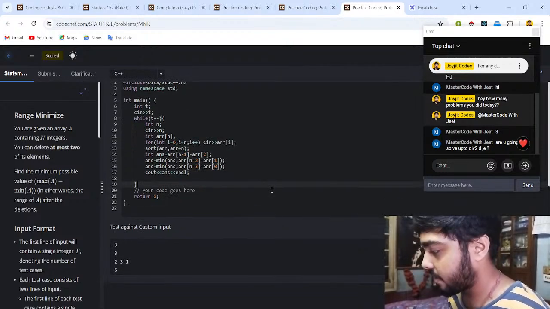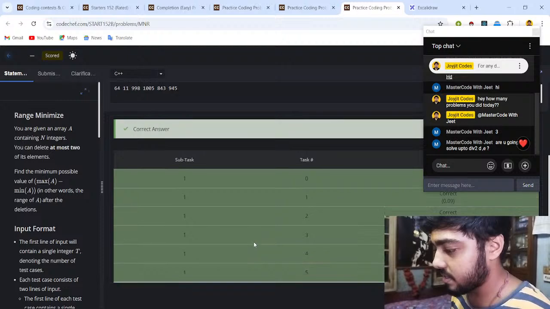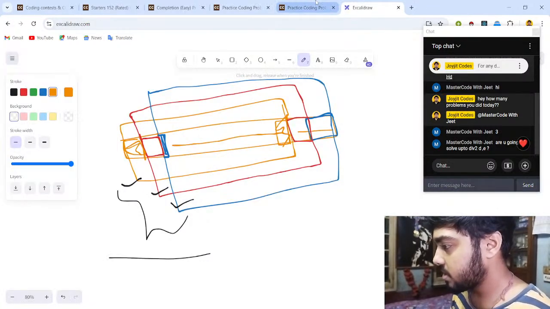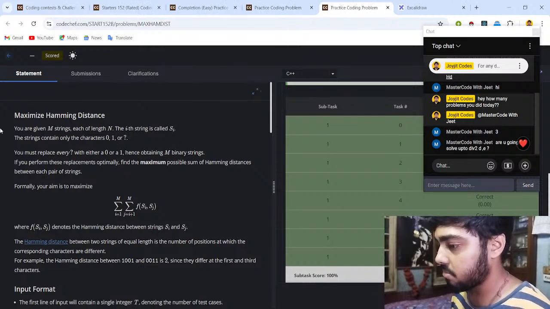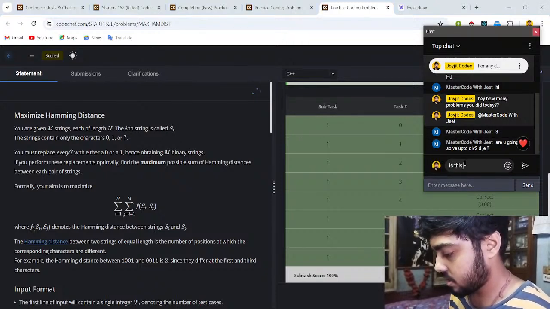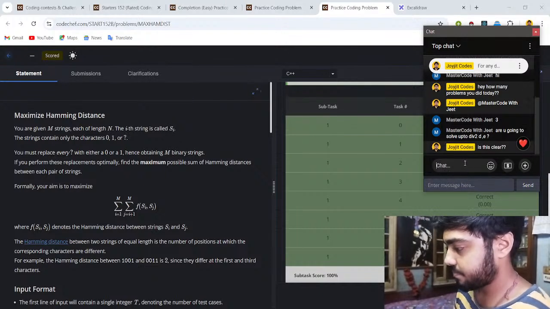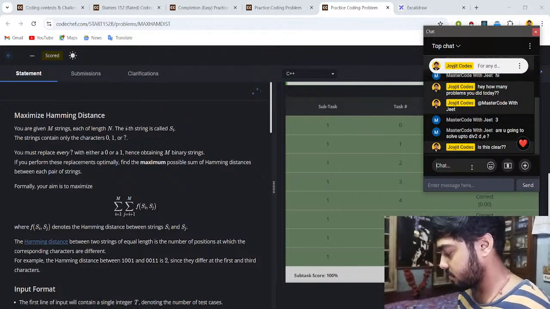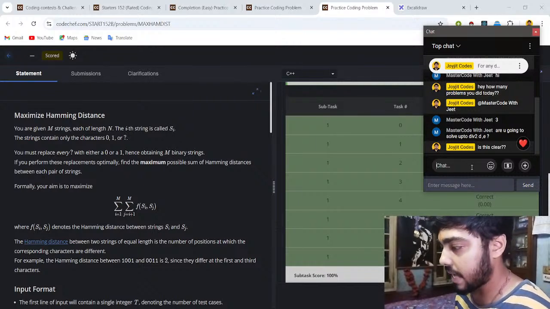So if you run it, you will get to see that it's an accepted code. If this is clear, then I'll go to the next problem, that is maximize Hamming distance. Is this clear? Just tell me if this is clear. Okay, then I'll go to the maximize Hamming distance problem.